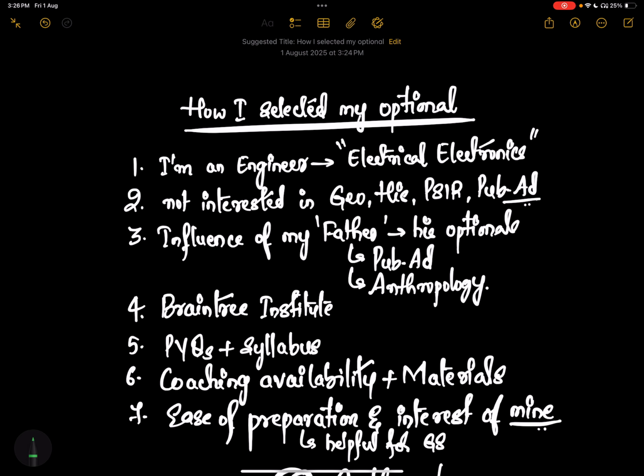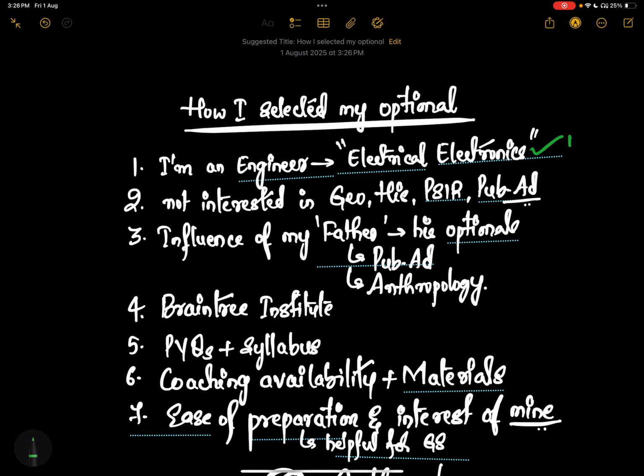Coming to my case, I'm an electrical and electronics engineering student. I completed my BTech and MBA dual degree, an integrated course, from JNTU Hyderabad. Most people say that it is not affiliated, but I'm not from an affiliated college. I'm directly from the JNTU campus only.